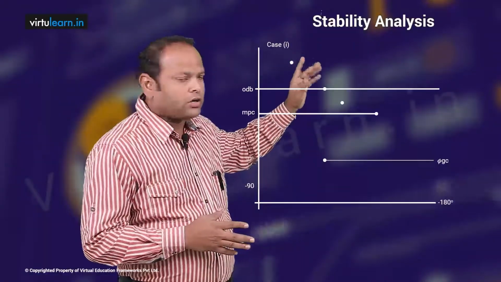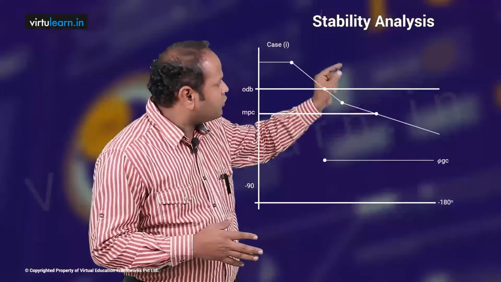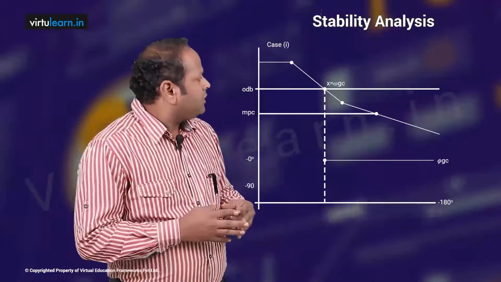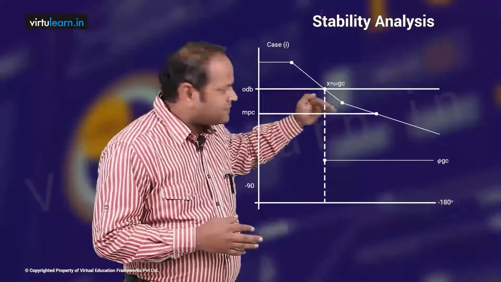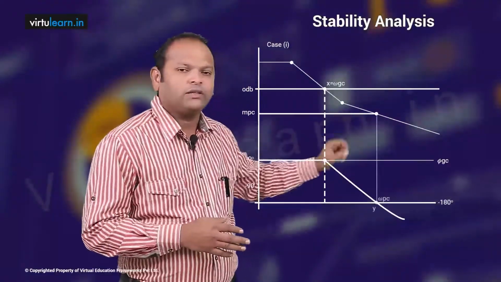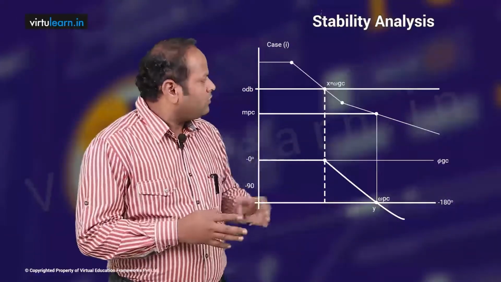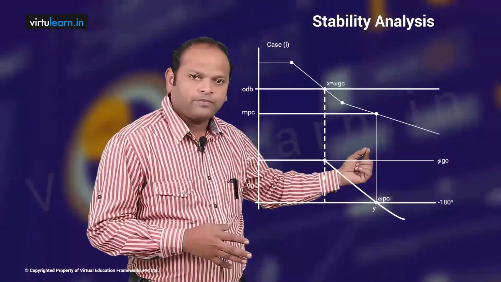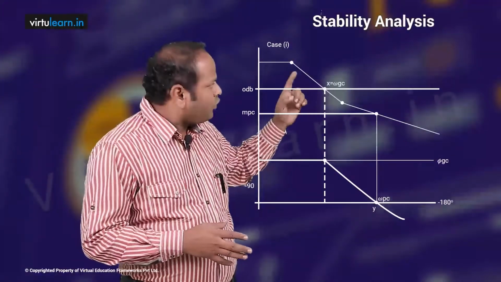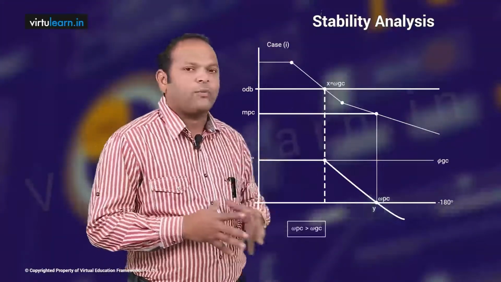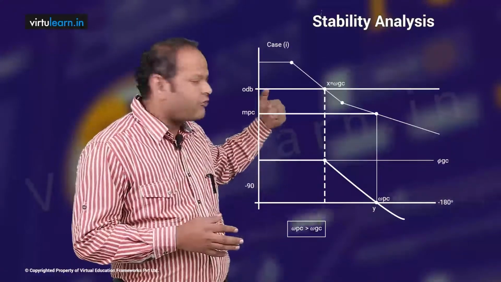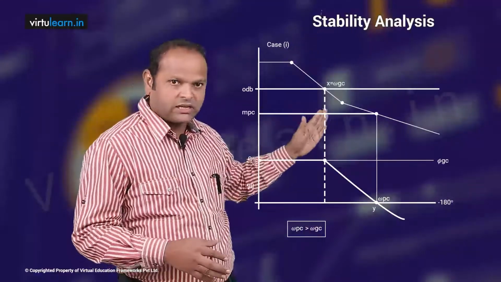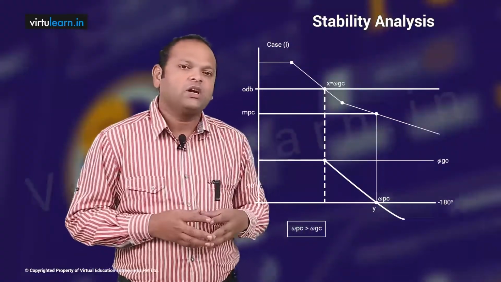In the magnitude plot, the curve crosses 0 dB at a point x, for example, that is omega gc. Similarly, the phase plot crosses minus 180 degrees at a point y, that is omega pc. Now omega gc is here and omega pc is here. For this particular system, omega gc is less than omega pc. We are varying from lower frequency to higher frequency, so initially we get omega gc, then we get omega pc, which means omega gc is less than omega pc.